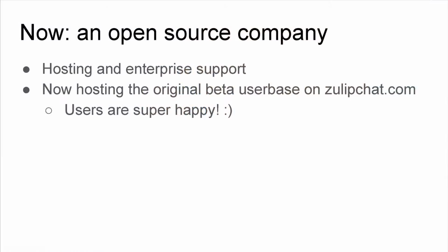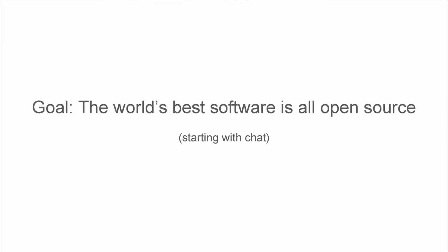And that's sort of the high-level story. Our overall goal is that everybody should be using open source software. The world's best software should be open source software. And we're working on that, starting with chat, since that's where we are. If you're excited about that vision, you can pitch in on helping us out.